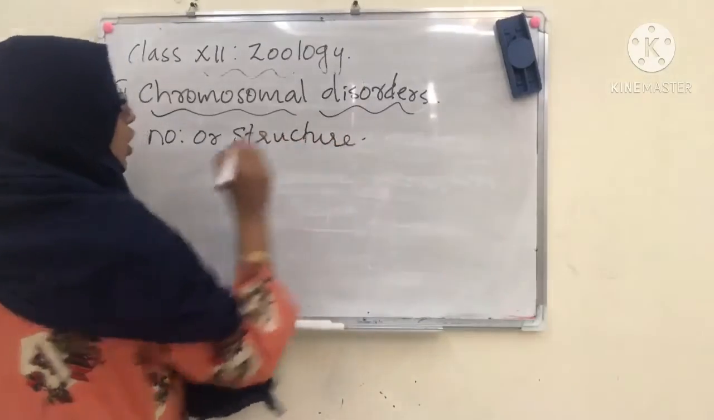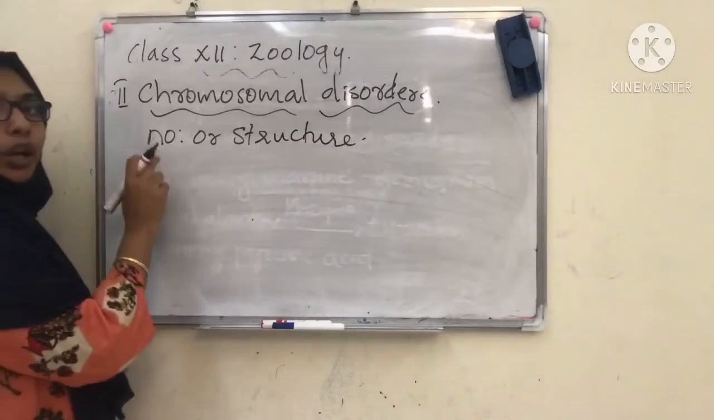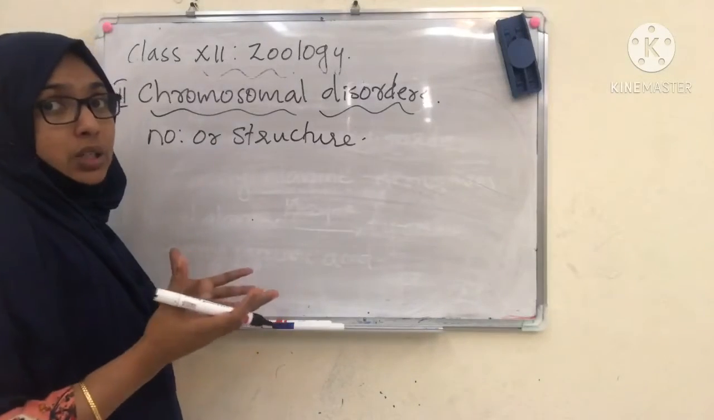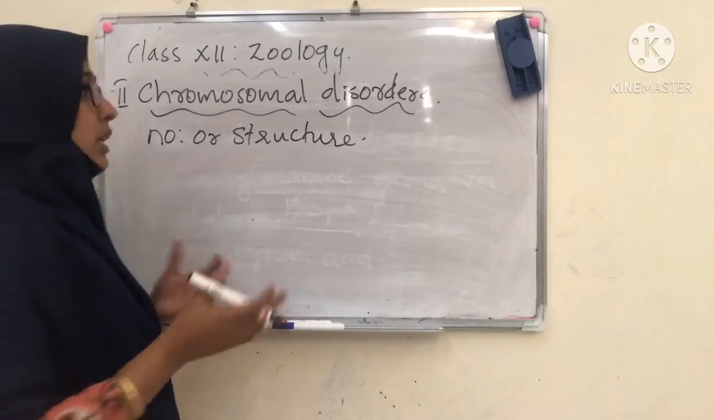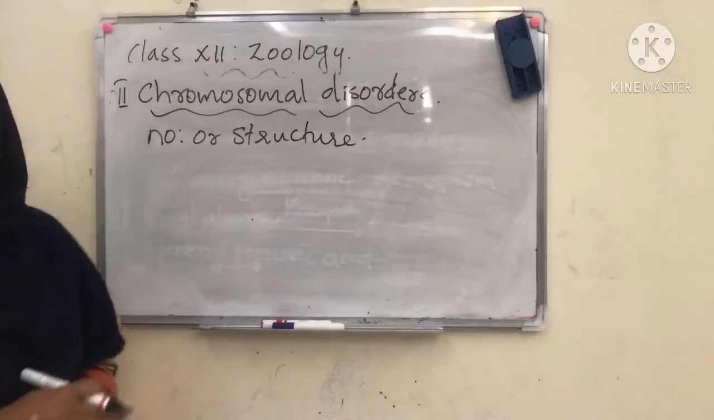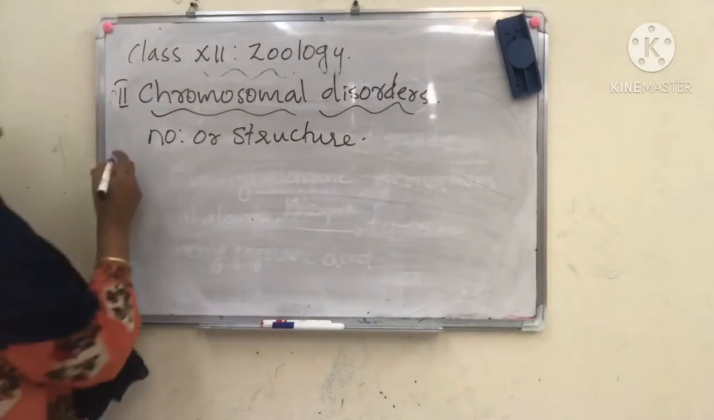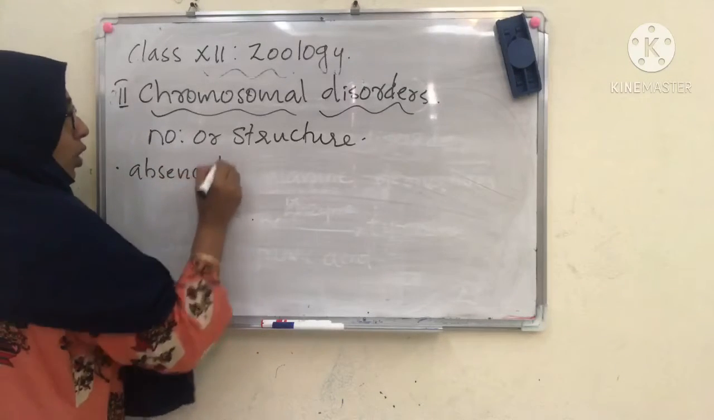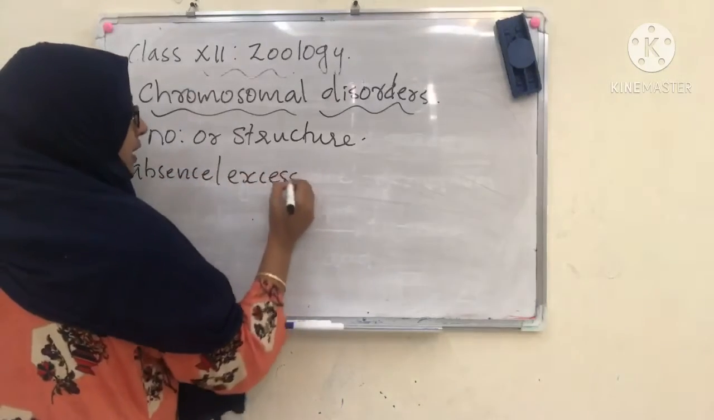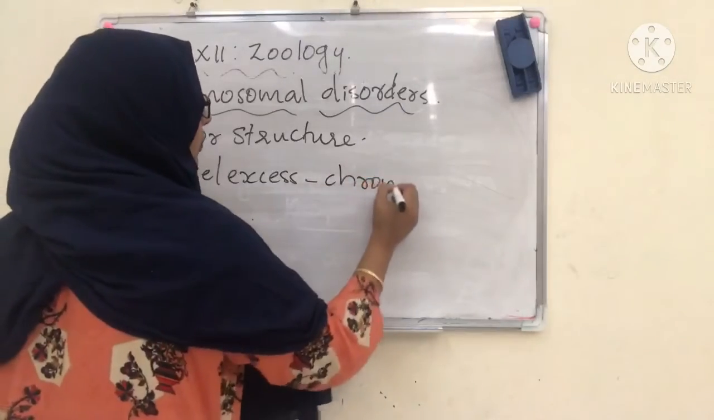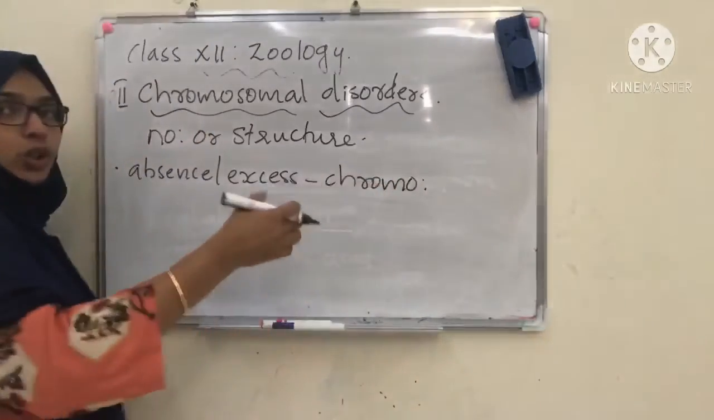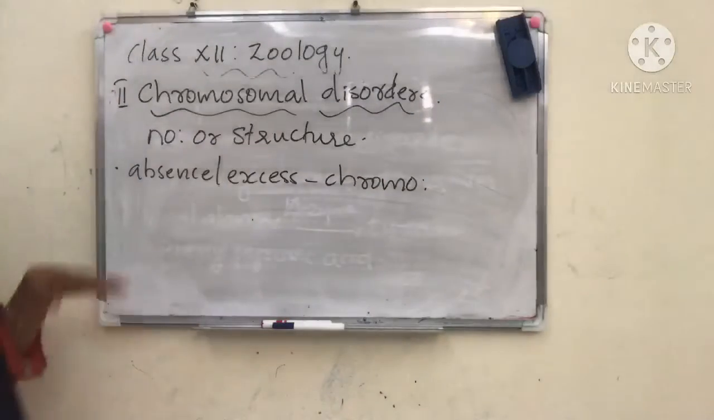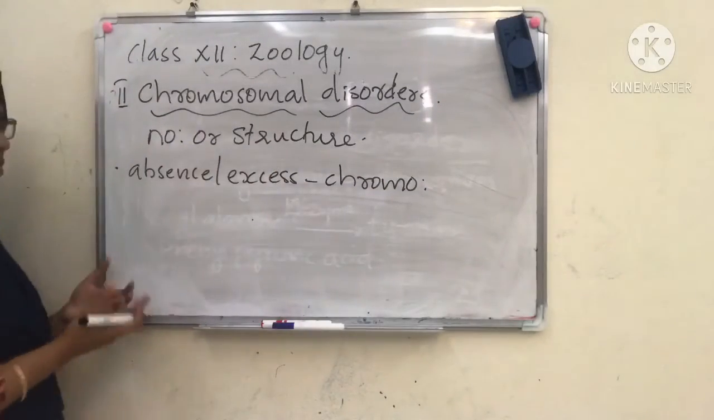of the chromosome, either in the number of chromosomes or in the structure of chromosomes. Any abnormality or any disorder causes these chromosomal disorders. It may be due to the absence or excess presence of a chromosome. I am writing chromosome as chromo, I hope you don't mind. Or it may be a change in the structure.